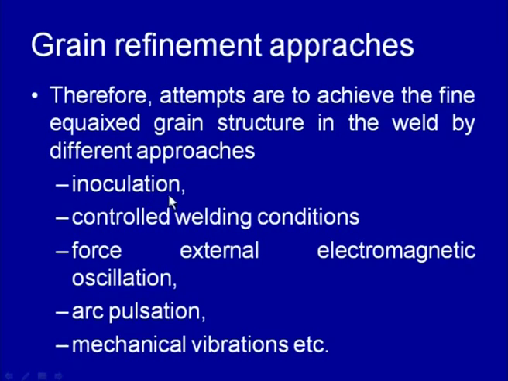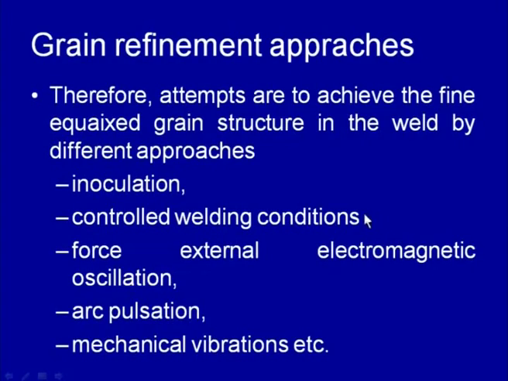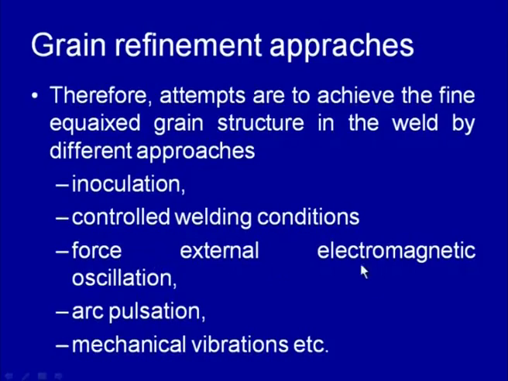To achieve this, various approaches are used for refining the grain structure. These are inoculation, which is nothing but adding alloying elements so that they can act as a nucleant to refine the grain structure; then controlling the welding conditions so that unnecessarily high heat input can be avoided, in order to achieve a high cooling rate in the weld zone so that the grain structure can be refined; or the use of external force. This approach is basically used for breaking the dendrites or the partially melted grains of the base metal so that they can act as a nucleant.